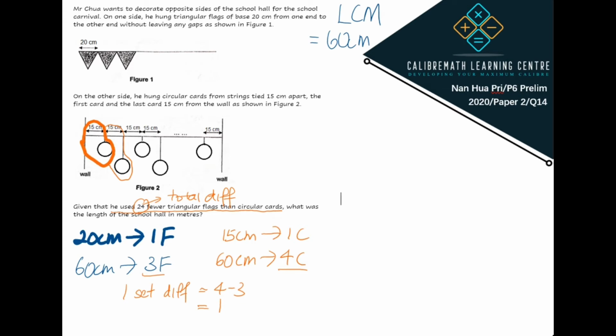But there's a slight complication here. Remember just now, we are looking at the 15 cm. Every 15 cm is one circular card. Now, if you look at the last 15 cm, you realize that it does not come with a circular card. So this is in fact not a repeated pattern of what we have visualized in front.